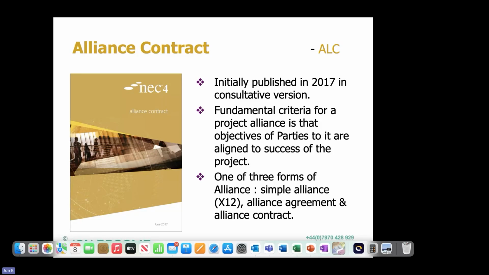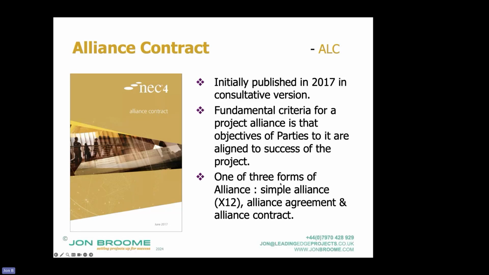So the alliance contract, initially published in 2017 when the NEC4 came out, when version B of the rest of the NEC4 family came out, they'd done their consultation and it came out in its sort of currentish form. The fundamental criteria for an alliance is that the objectives of the key parties are aligned to the success of the project rather than their individual contract. And it's one of the 3 forms of alliance. So let me briefly tell you what I mean by this alliance.